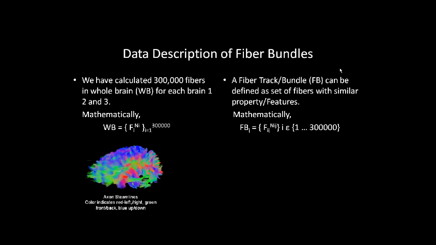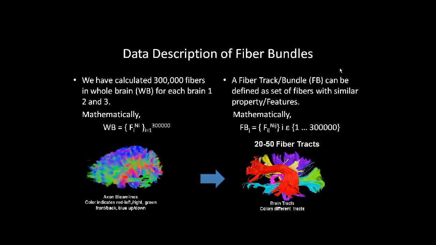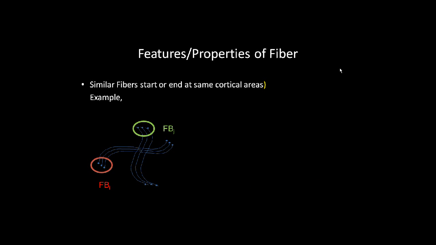So you're going to be going from the axon streamlines, 300,000 fiber tracks on the left, to 20 to 50 fiber tracks to identify the tracks of an individual.